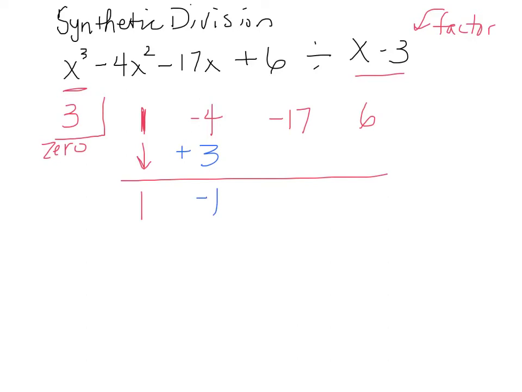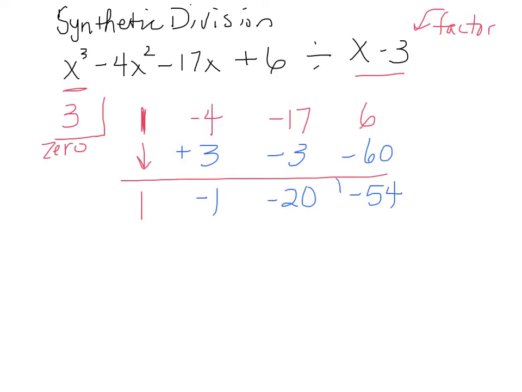And then I'm going to add them together. So this will be negative 1. All right, then I take 3 times negative 1 and write it here. So this would be negative 3, and then add them together. So this will be negative 20. And then finally, I take 3 times negative 20 and get negative 60. And when I add those together, I get negative 54.